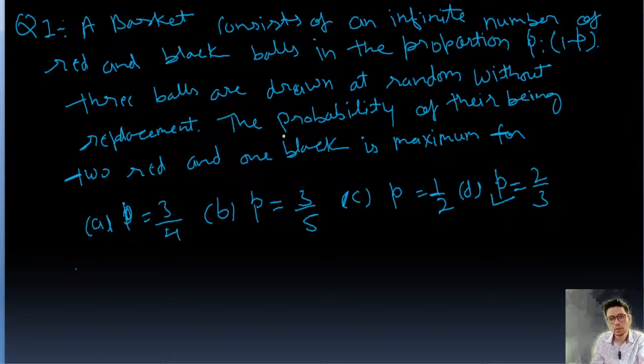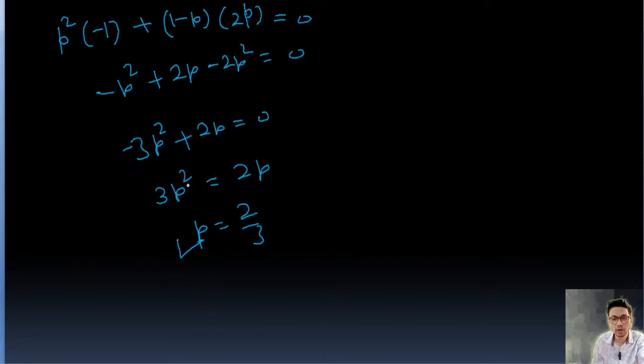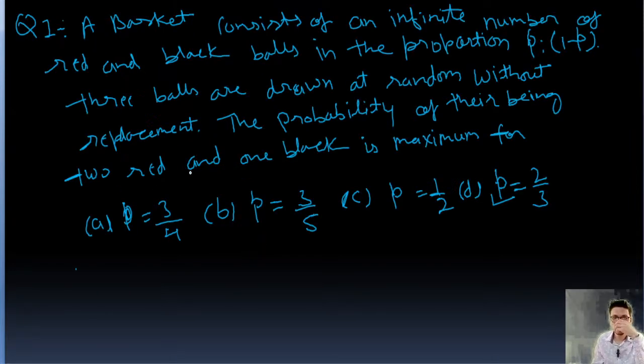So the probability of there being 2 red and 1 black is maximum for which value? For p equal to 2 by 3, the probability of getting 2 red balls and 1 black ball will be maximum. Okay, so very good question, guys. There are infinite balls, and we have been given their proportion.